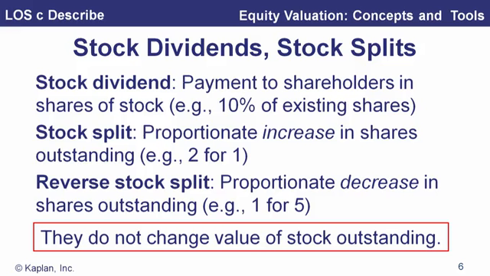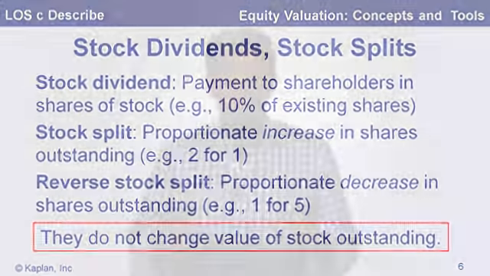Now, none of these affect the value of the whole firm, and since you're getting a proportional increase or decrease in the number of shares, each investor's proportional holding of the whole firm is unchanged. So this doesn't change the value. So even with a 2-for-1 stock split, we'd expect the price to fall in half. So your 100 shares might turn into 200 shares, but because the price falls in half, twice as many shares outstanding, there's no change in investor wealth from these stock dividends or stock splits.